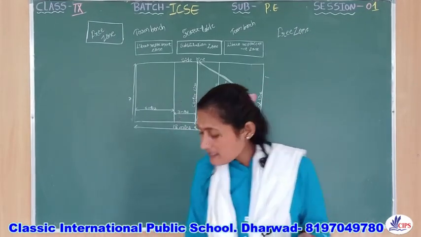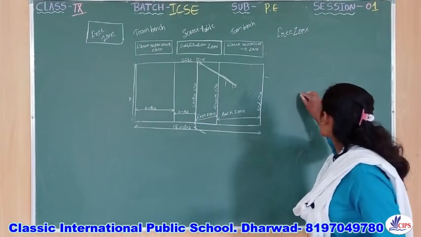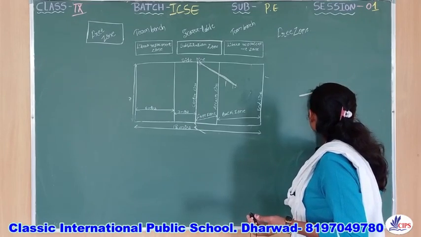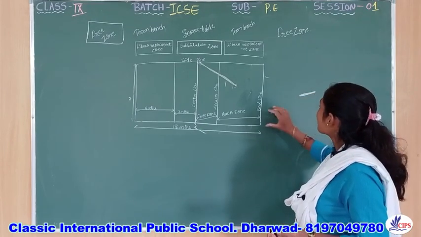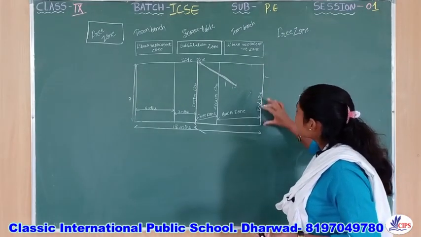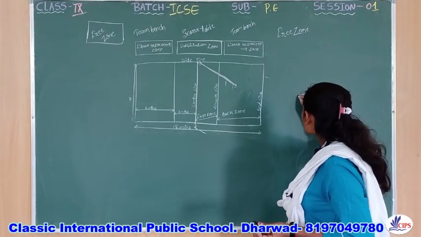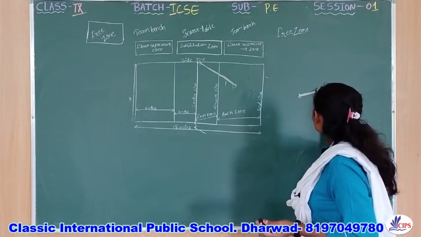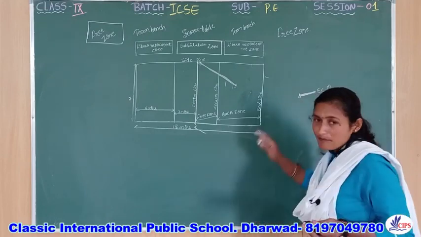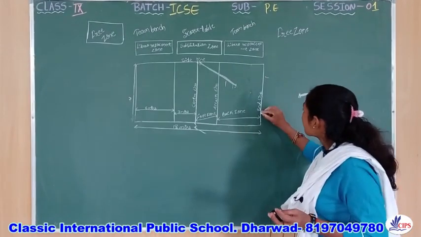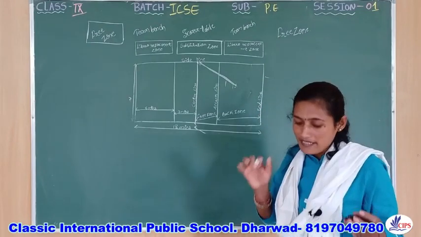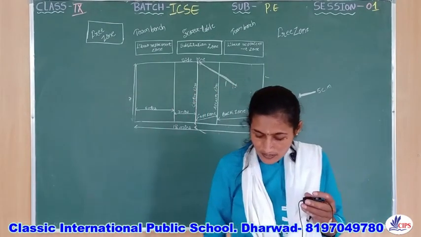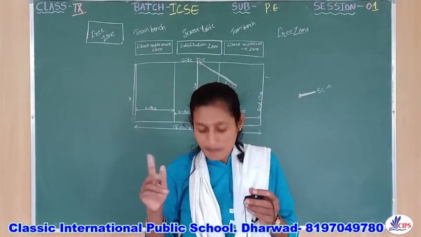Width of the boundary lines. Suppose this is a line. What is the width of the line? You think this is the end line. Line width is minimum. In most games, the line thickness will be 5 centimeters. You should keep line thickness in your mind. Thickness will be 5 centimeters in almost all the courts, except handball and football.